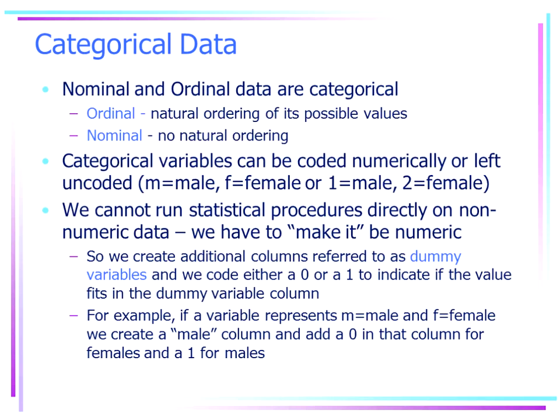Okay, categorical data. Nominal and ordinal are considered categorical. They have categories. Ordinal data has a natural ordering of its possible values, but nominal has no natural ordering. Categorical variables can be coded numerically or left uncoded. So in your data file, in your variable for gender, you could have M for male or F for female, or you can convert it to a 1 for male and a 2 for female.